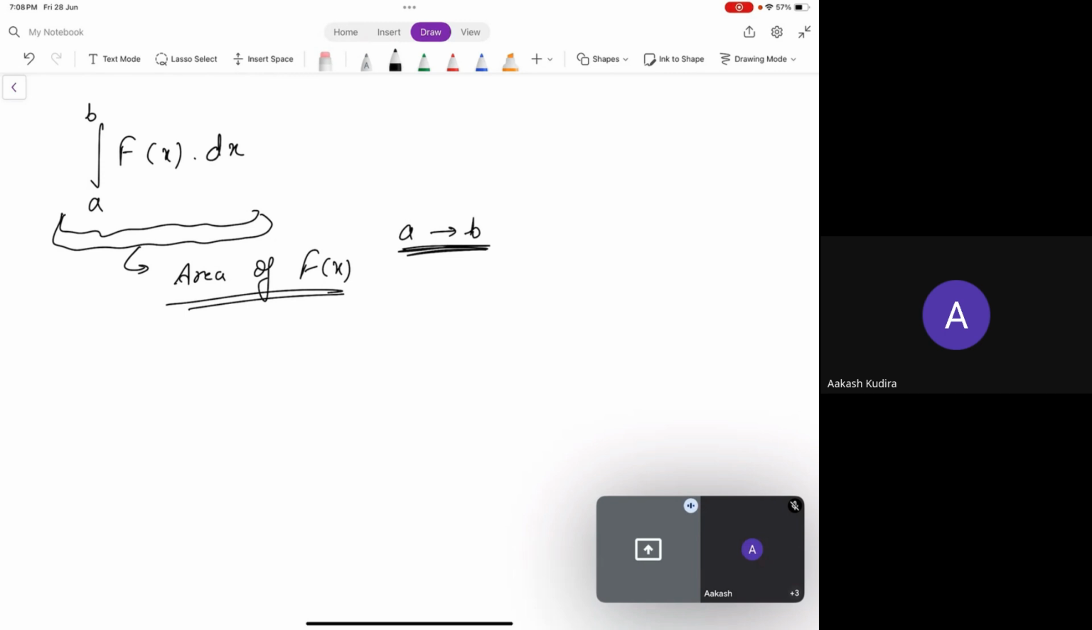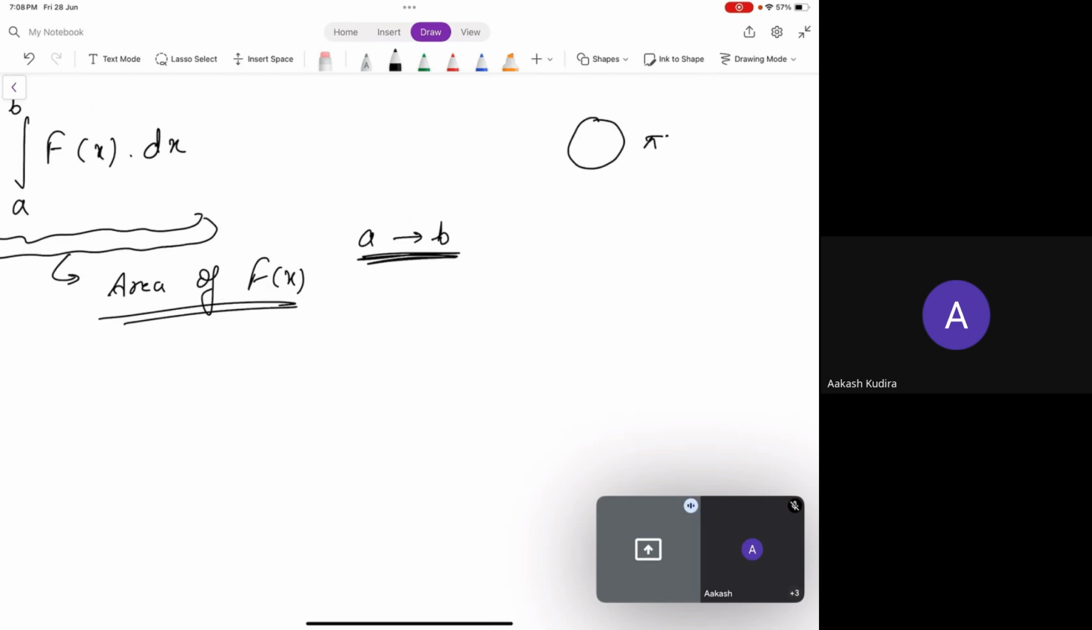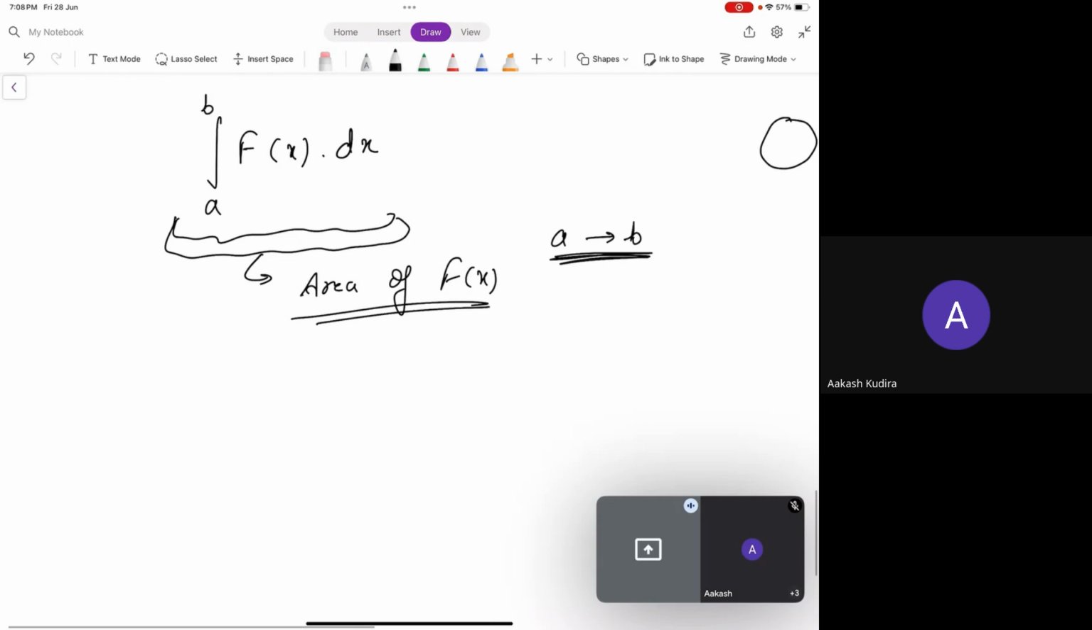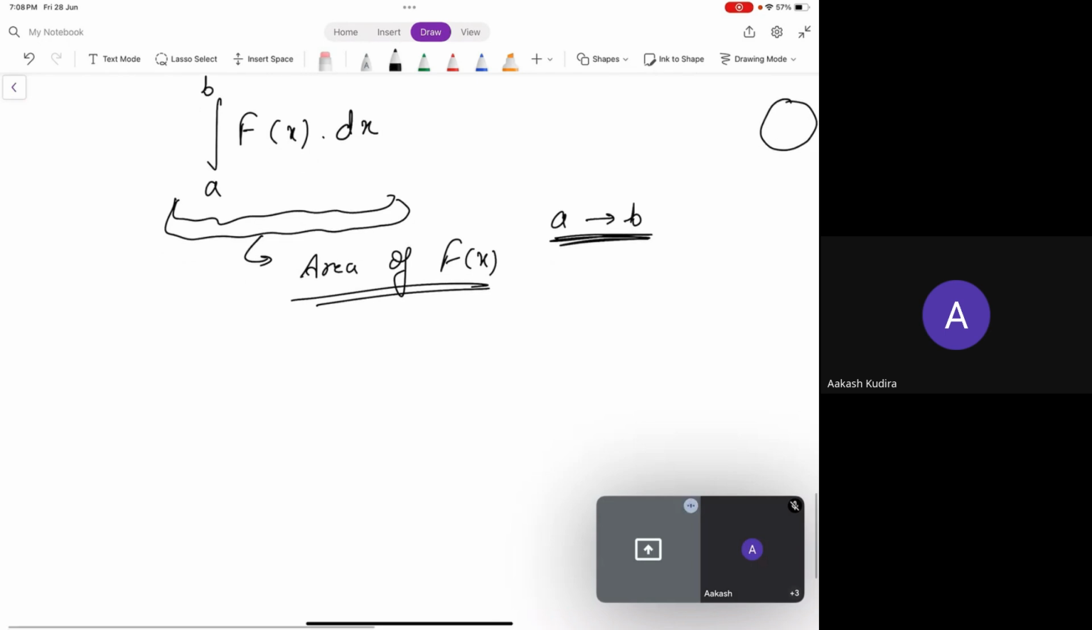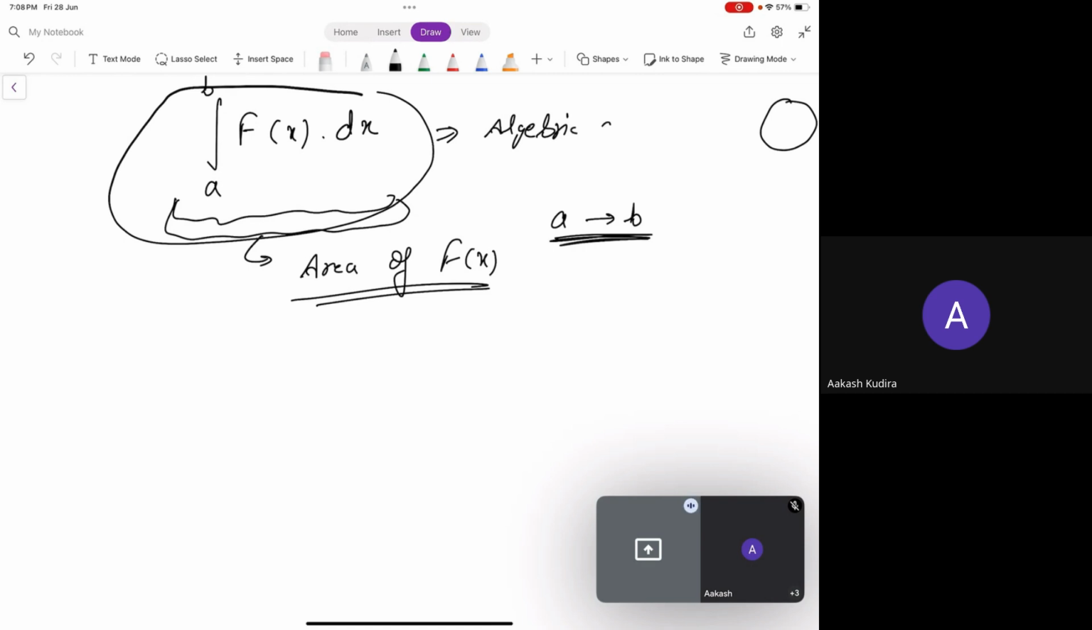But in calculus, the meaning of area is very different. When we were in 7th, 8th, 9th, 10th class, area meant, for example, the circle area pi r square, very simple. Here the meaning of area in calculus is a very different kind of area. The value of this integral is actually algebraic area.